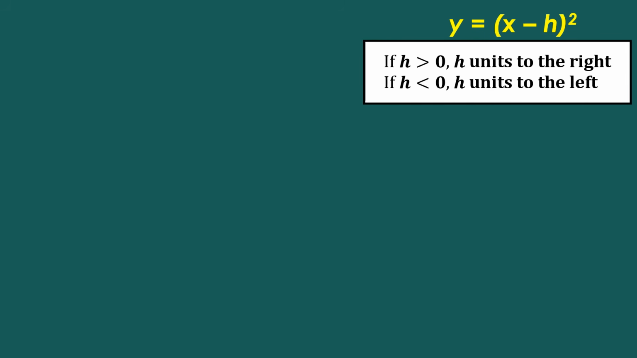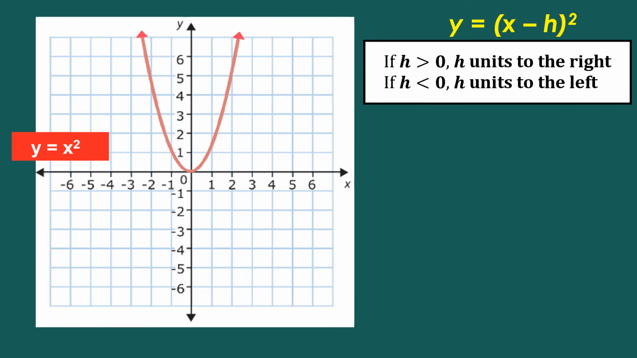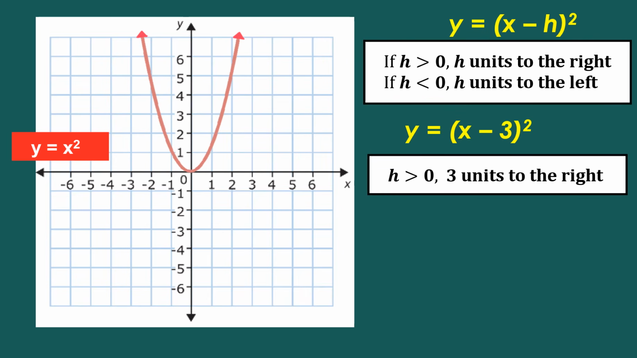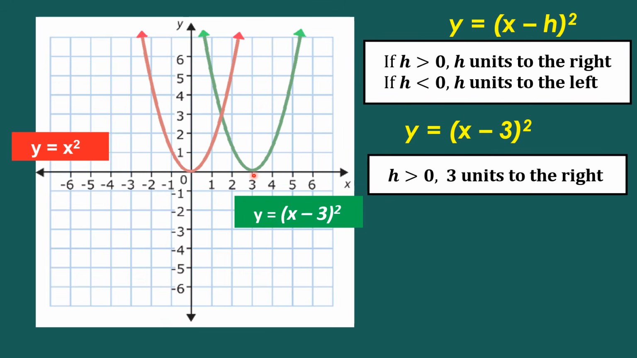Let us have an example. And again, let us compare this to the graph of our parent function y equals x squared. If I have here y equals the quantity x minus 3 squared, the value of h here is 3. And 3 is greater than 0. That means we have to move the graph 3 units to the right. So if this is our function, we move it 3 units to the right, 1, 2, and 3. And now, we have the graph of y equals the quantity x minus 3 squared.